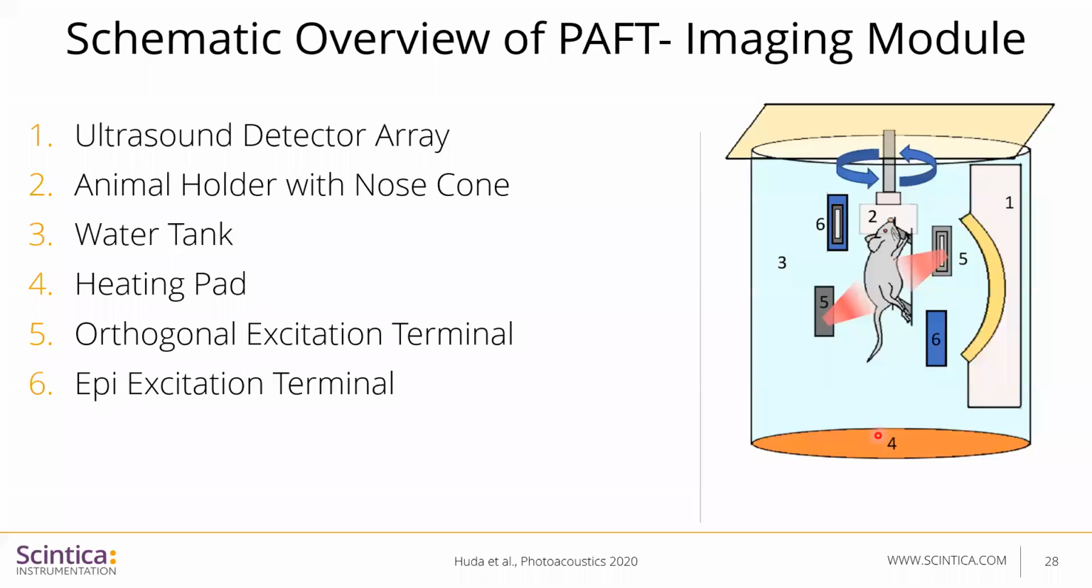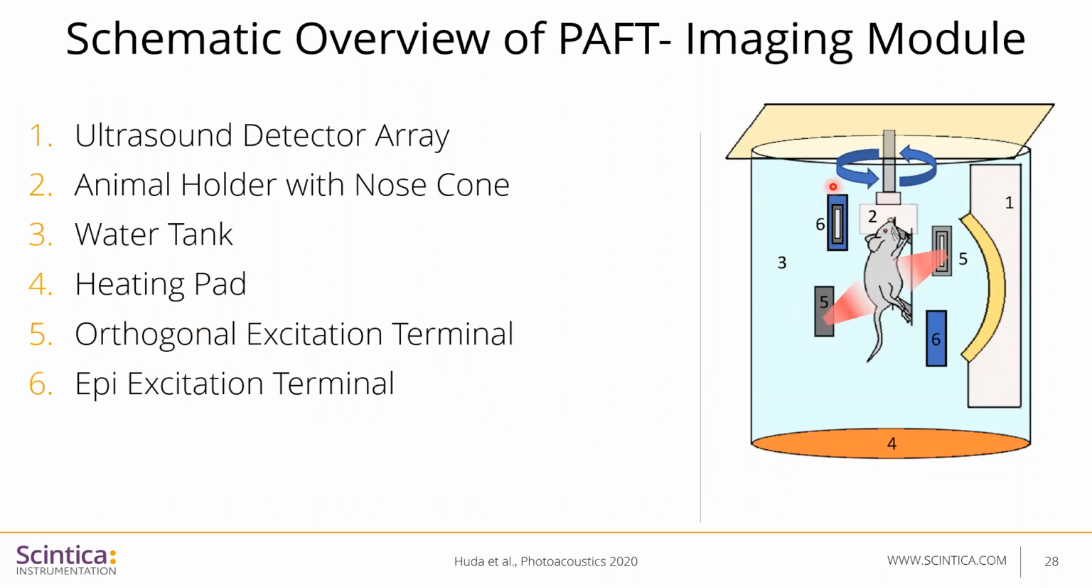One of the best features of the PAFT system that differentiates it from the existing imaging modalities is that it has 2 tuning ranges, one in the range of 690 to 950 nanometers and the other one in the range of 1200 to 2400 nanometers. The PAFT system uses 2 optical fiber terminals, which are number 5 and number 6.